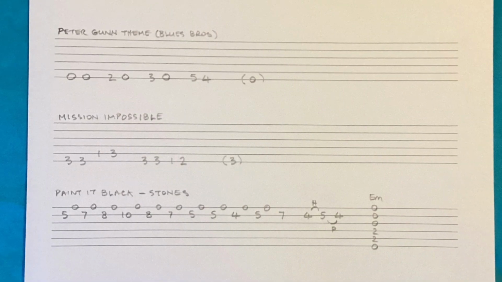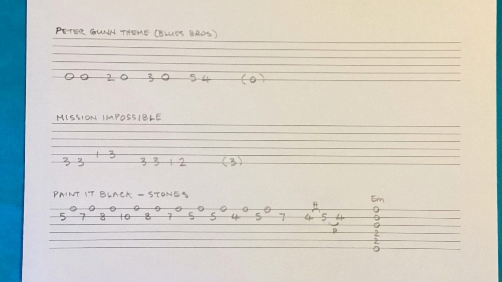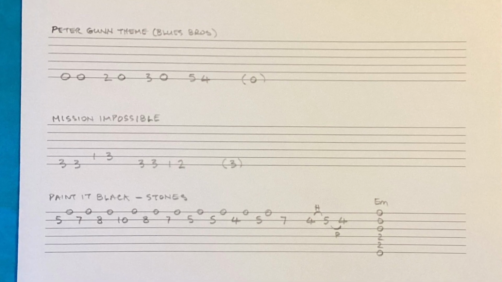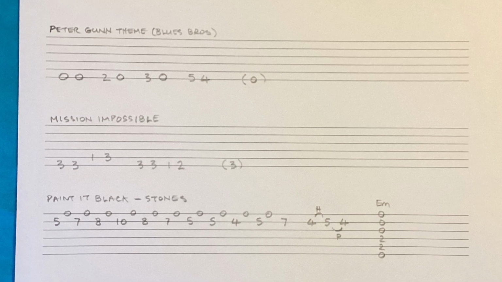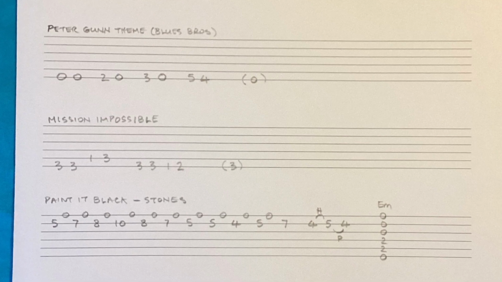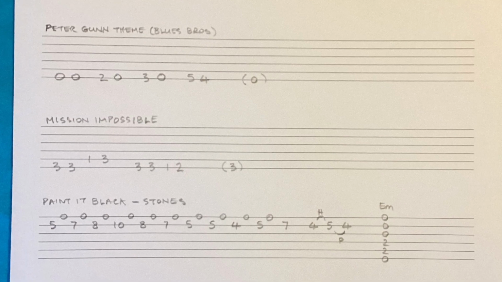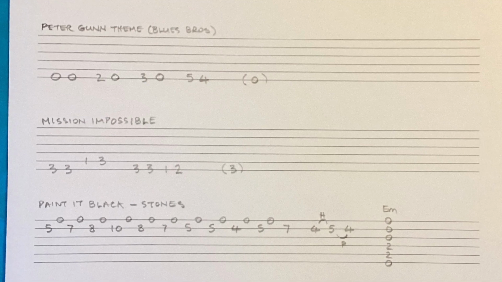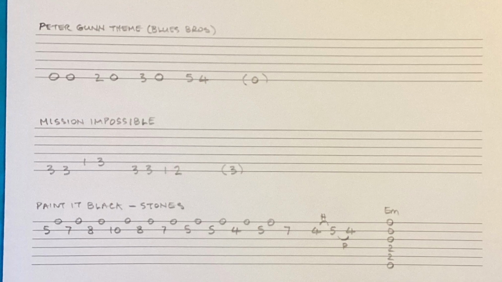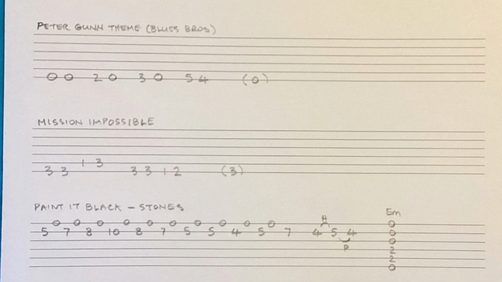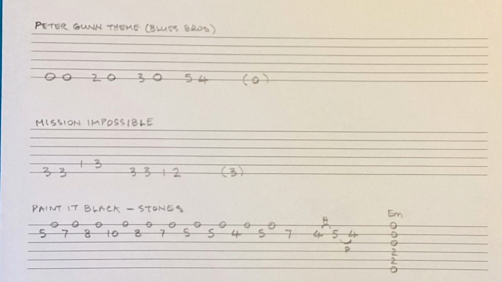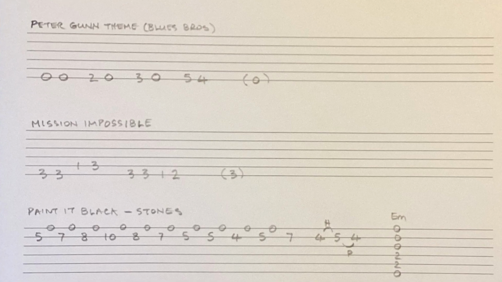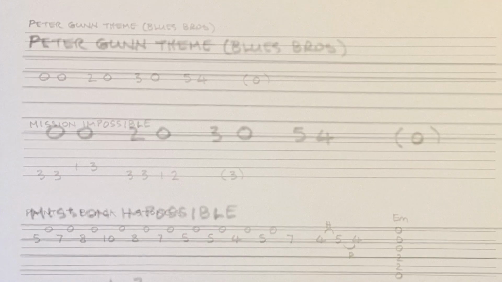Okay, well, we're going to do 10 practice riffs today. The first 3 are the Peter Gunn theme from the Blues Brothers, Mission Impossible, and Painted Black by the Rolling Stones. So quite a variety there. Now you'll need to take a screenshot and make a copy, draw it out yourself on a piece of paper. I'm sorry, I'm doing this on an iPad. I don't have the technology to have this on the screen while I'm showing you how to do it on the guitar. So just copy it for yourself.